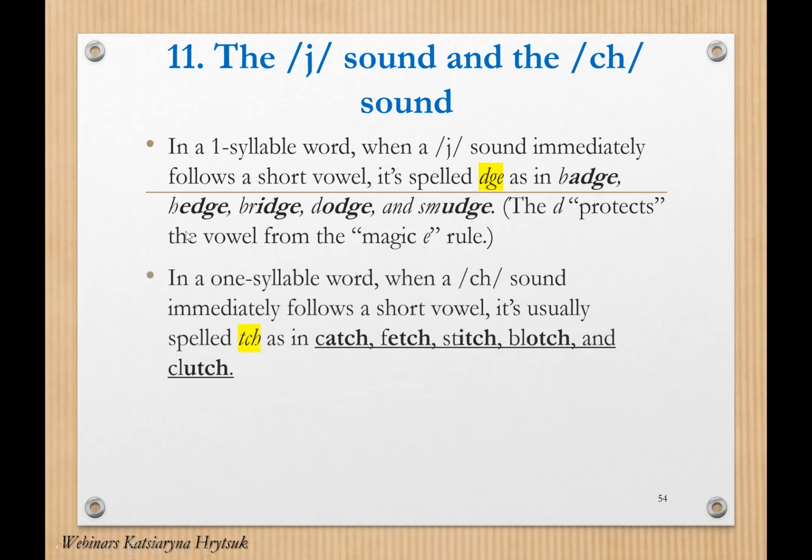In a one syllable word, when a Ch sound immediately follows a short vowel, it's usually spelled TCH. Catch, fetch, stitch, not stitch. Okay? Blotch, clutch, not clutch. Clutch, catch, not catch. Okay? So this is a rule about J and about Ch. And of course, some exceptions. Such, much, reach, which.